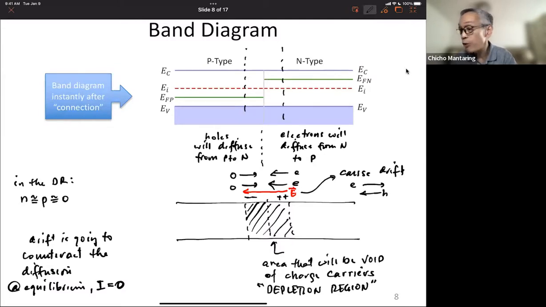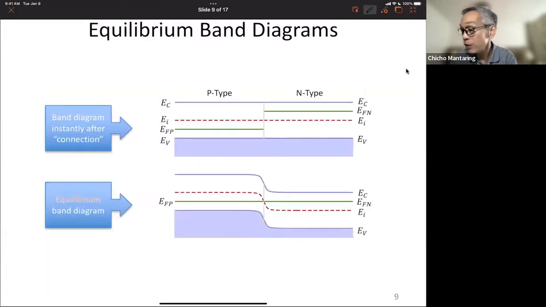What's going to happen is your energy bands are going to bend, so that the right side is going to be lower than the left side, because we're talking about energies of electrons. So this is what's going to happen. This is originally what your band diagram looks like at the instant your junction was created.